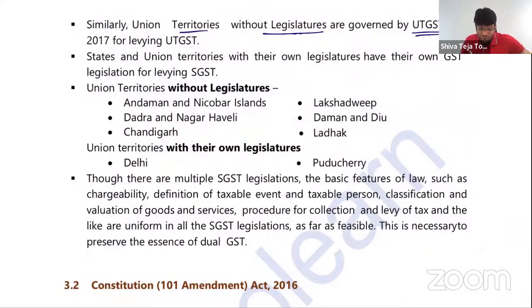Now, what are the examples for those? Andaman and Nicobar Islands, Dadra and Nagar Haveli, Chandigarh, Lakshadweep, Daman and Diu, Ladakh. And there are some union territories where there is their own legislature, something like Delhi and Puducherry. In fact, Delhi and Puducherry are not states. They are union territories only, but they have got their own state legislatures.